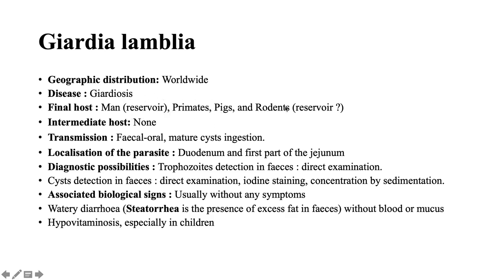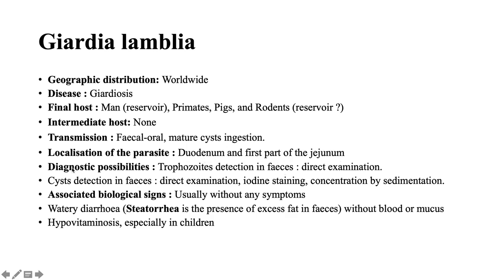For rodents, in front of the reservoir there is a question mark, which means it may and it may not be a reservoir. There is no intermediate host. The transmission is by the fecal oral route, through ingestion of mature cysts. The parasite localizes in the duodenum and the first part of the jejunum. You have to go back to anatomy to know these terminologies.